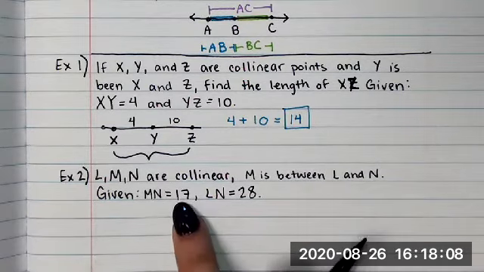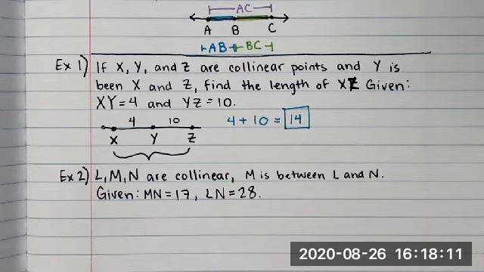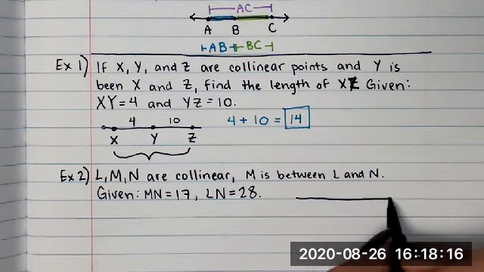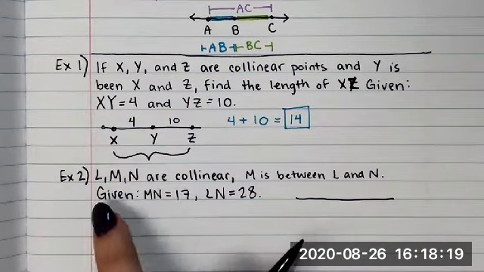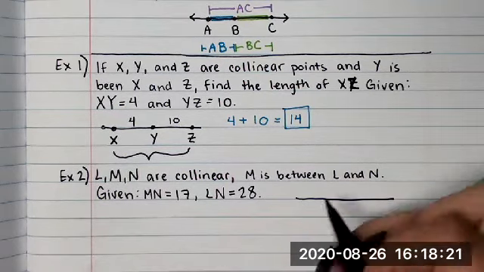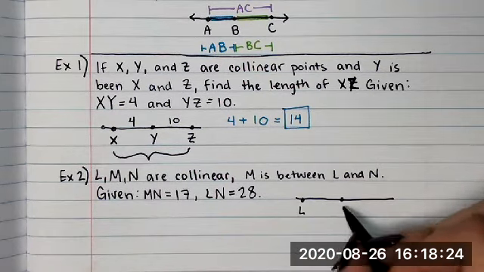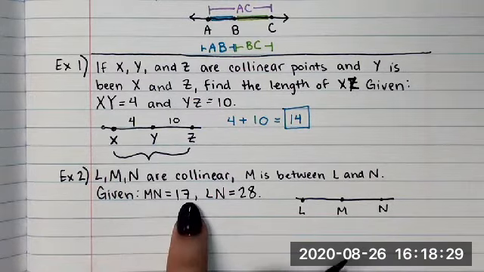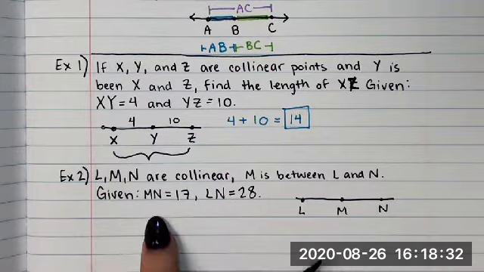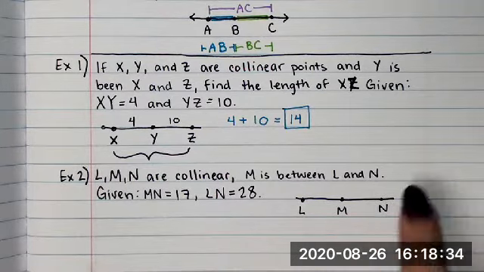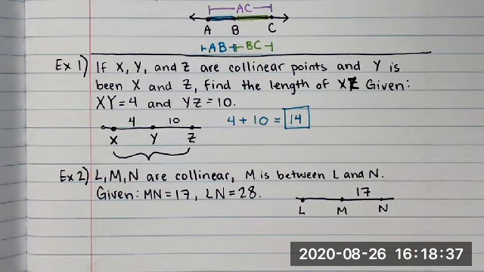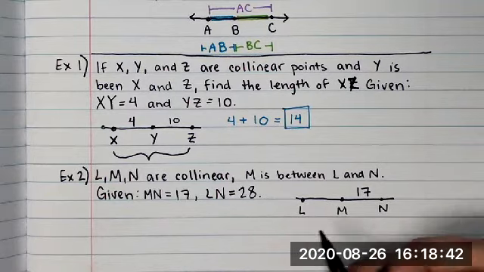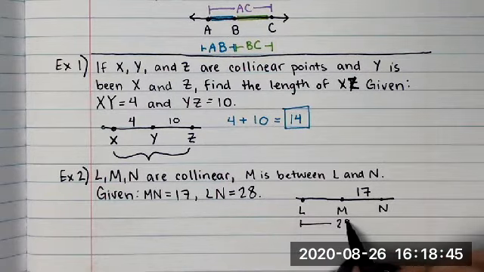We have to pay attention to the letters they're giving us, which is why even with problems that seem simple, I always like to draw something out. I'll do that over here this time. So on my line, I know L, M, and N are all together, and M is in the middle. Let's do L, M, and N. Now I want to look at what I'm given. MN, so from M to N is 17, and then LN, so they actually gave me the whole length, is 28.